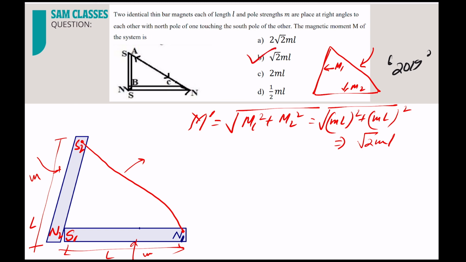We could have done it in a lot of ways. We could have taken this length as L, this length as L, and this resultant length as root 2 L, and then multiplied by the pole strength M. The moment you multiply, you'll get the same answer. So again, it is the same thing. Very simple question.